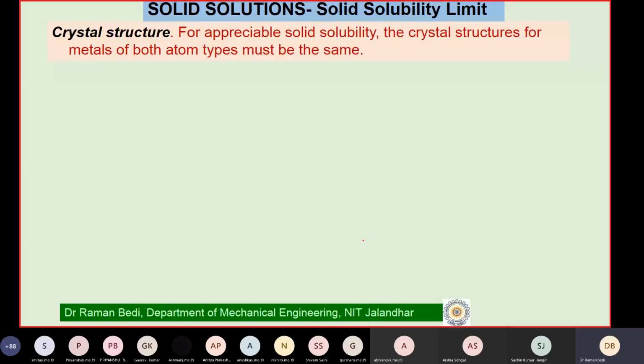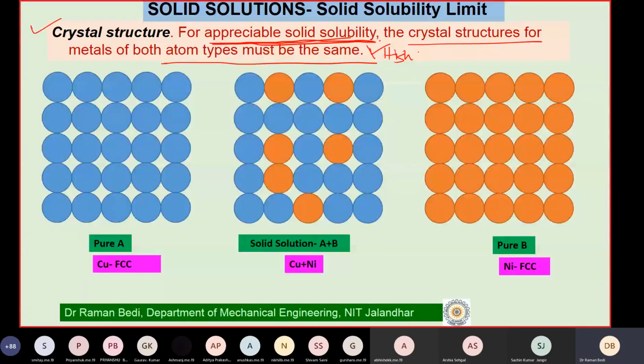The first one is the crystal structure. For appreciable solid solubility, meaning high solubility, the crystal structure of the two atom types must be the same. This is what we observe in the copper-nickel system. Copper and nickel both have FCC structure, and that is why they are completely soluble in each other. The limit is not there at all.